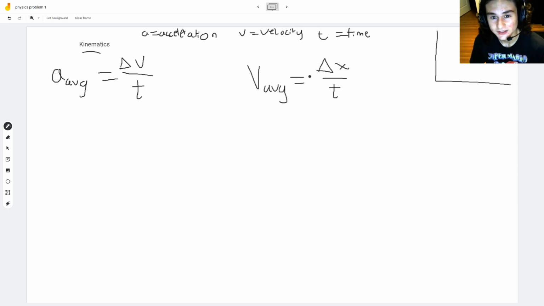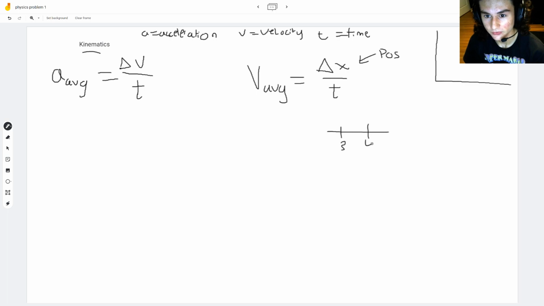Velocity, or the average velocity, is the delta x, which means change in x, x meaning position, or distance from starting point, divided by time, t. Say a dog starts at 3 meters and goes to 4 meters in 1 second. We can say that it's traveled 1 meter, because the change in x is 1, and it's taken 1 second. That'll give us 1 meter per second as average velocity.